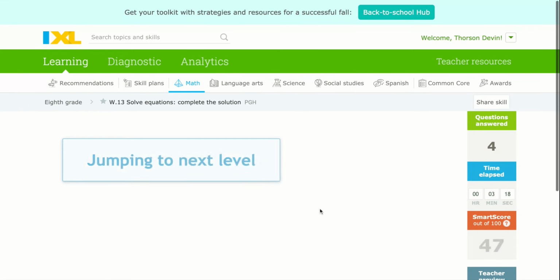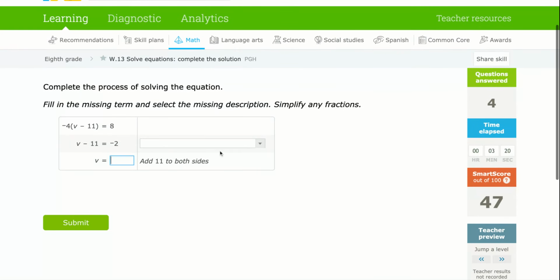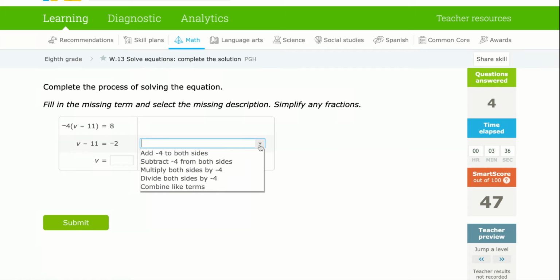I'm going to jump ahead because I believe what they're going to eventually do is go like this, where they show the first statement, or the original equation, -4 times the quantity v minus 11 equals 8. And then they get to the second statement of just having v minus 11 equals -2. Well, how would they have done that? Well, they give you options.